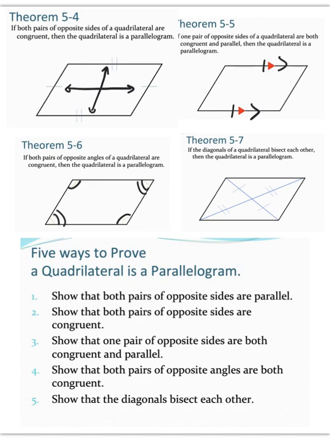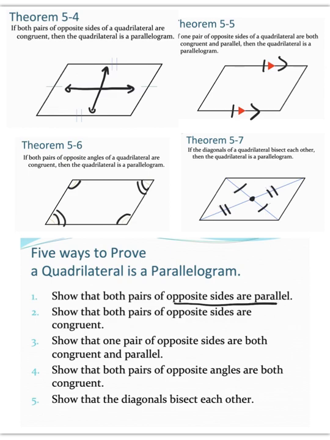And finally, if the diagonals bisect each other. So if there's a midpoint here, and both of these sides are congruent, then we have proven that it's a parallelogram. It might seem like it's a little bit obvious, but it really isn't, because you can't prove it every single way. There's only these 5 ways.